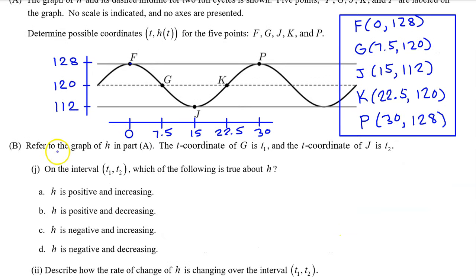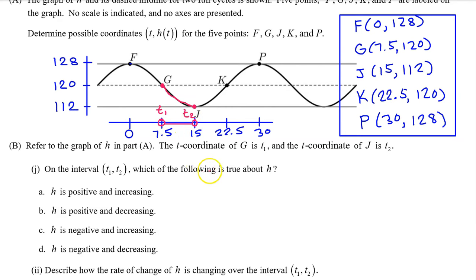Part B. Refer to the graph of H in Part A. The t-coordinate of G is t1, and the t-coordinate of J is t2. Part 1. On the interval from t1 to t2, which of the following is true about H? t1 is the input value of G, and t2 is the input value of J. So the interval from t1 to t2 is just the interval from G to J.